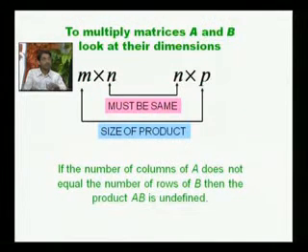If the number of columns of A does not equal the number of rows of matrix B, then the product AB is undefined. That means we cannot find AB if n, the number of columns in A, and the number of rows in matrix B are not equal to each other.